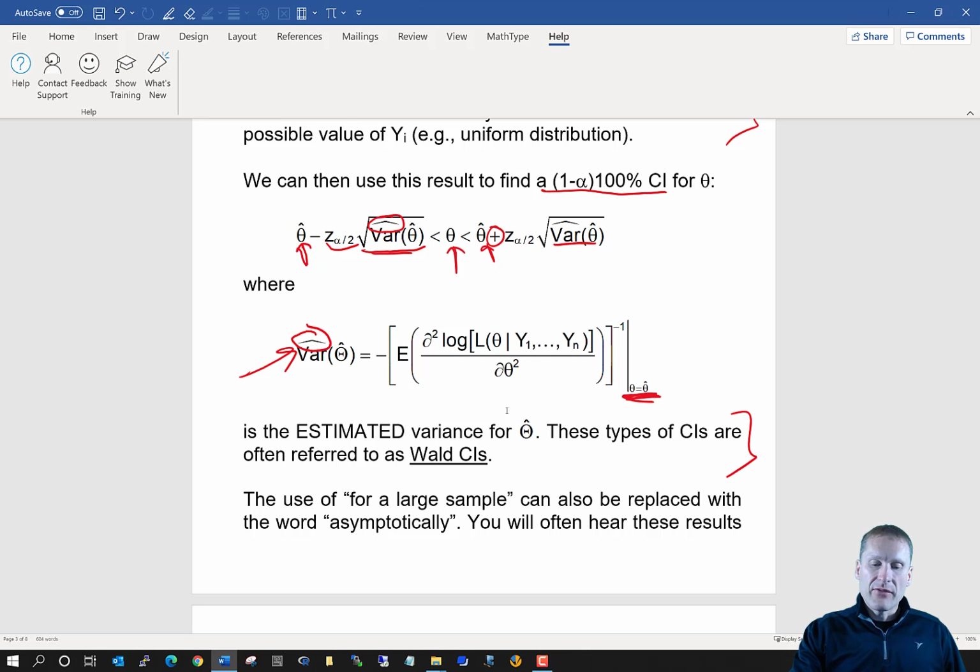These types of confidence intervals are referred to as Wald confidence intervals.